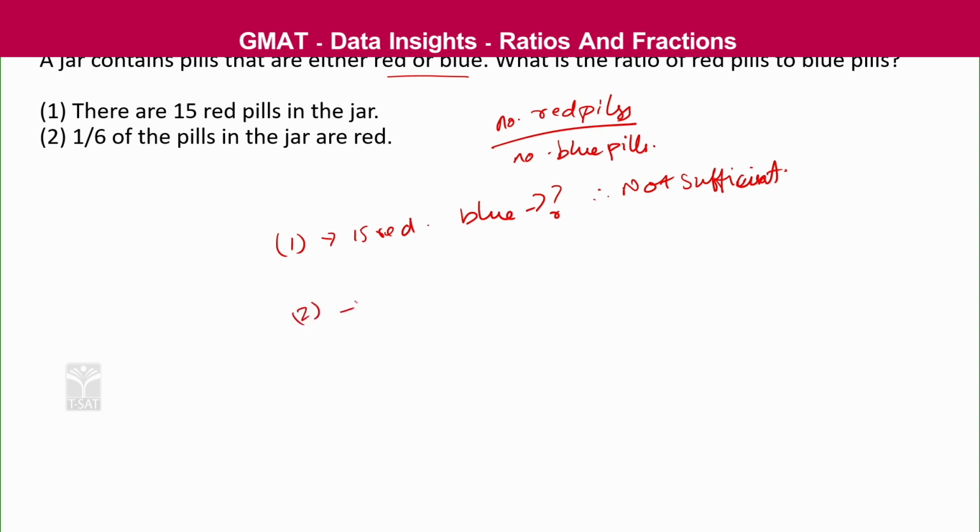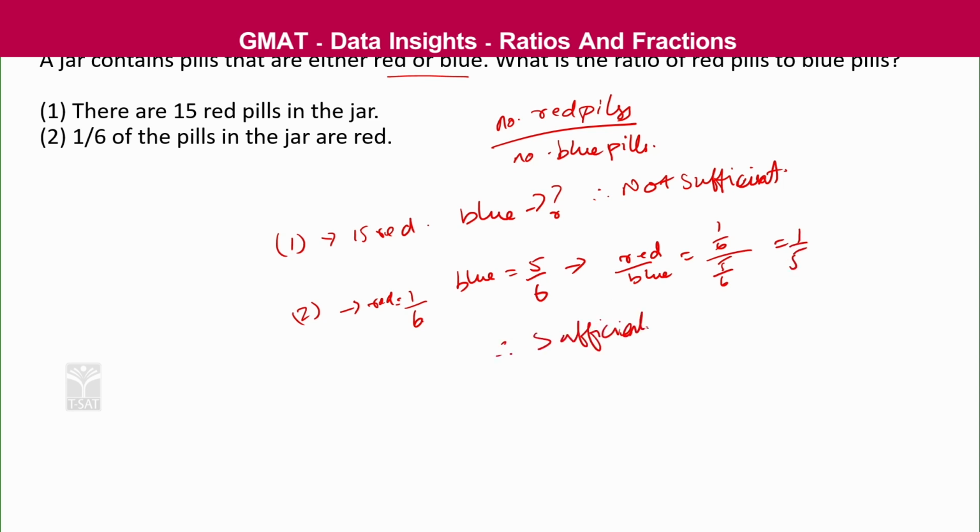Statement 2 is saying 1/6 of the pills in the jar are red. So, red is 1/6. So, the number of blue pills will be what? 5/6. Therefore, the ratio of the number of red pills to the number of blue pills will be 1/6 divided by 5/6, which is 1/5. Therefore, this information is sufficient to answer the question.